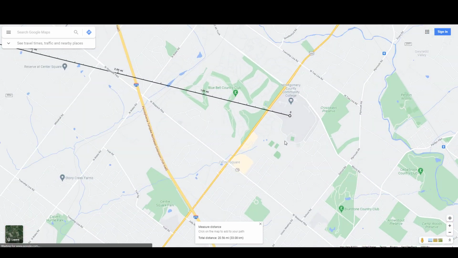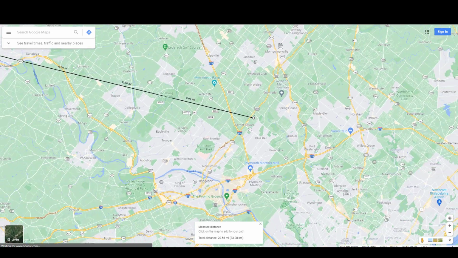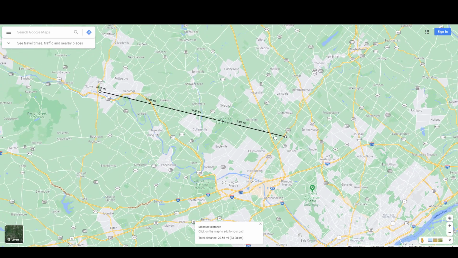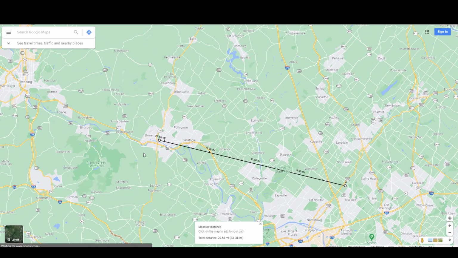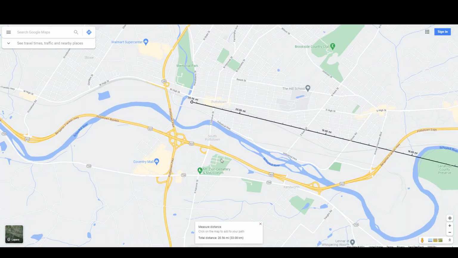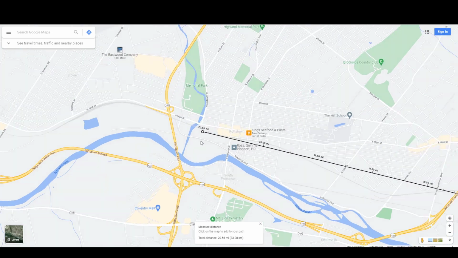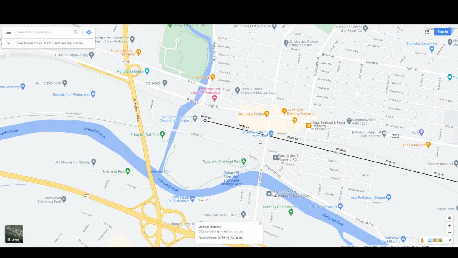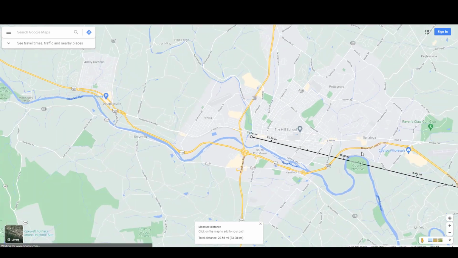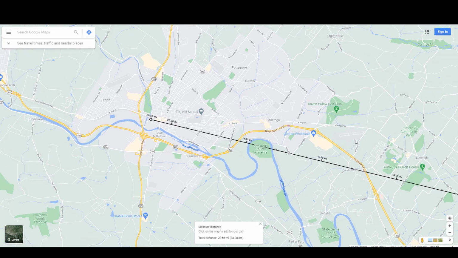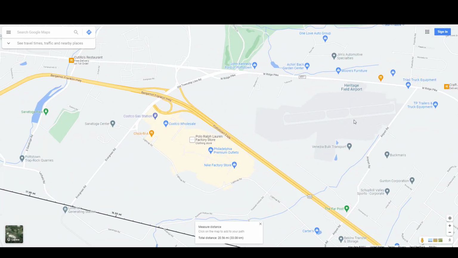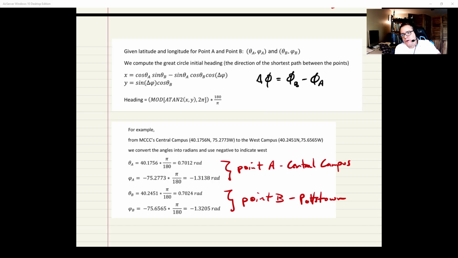central campus. So we'll circle around the central campus and then head off in this direction to the west and north a little bit, traveling about 20 miles. This will take about 10 minutes to reach up here to the Pottstown campus. Pottstown campus is right along the Schuylkill River here. And we'll circle around here, and then we'll head back to Heritage Field, and Heritage Field is over here. This is Heritage Field, and that's where we'll land. So that's the plan. So now let's take a look at the mathematics behind computing the direction to travel.